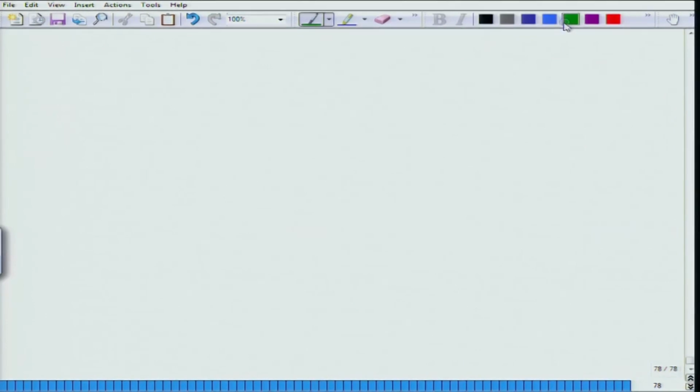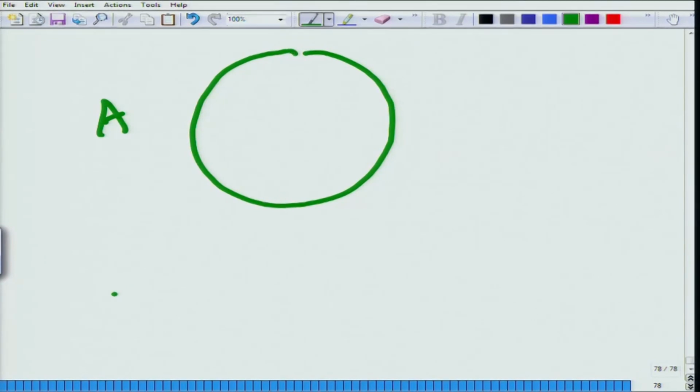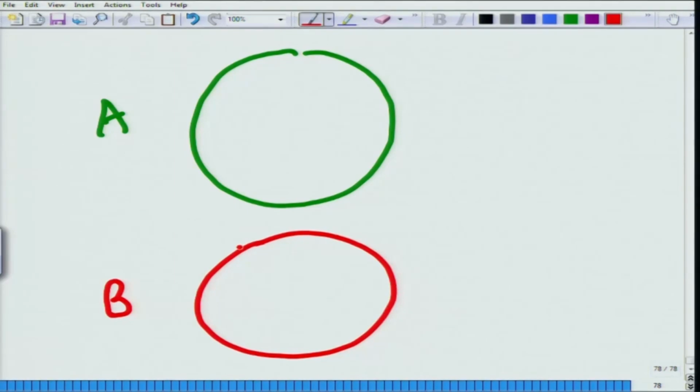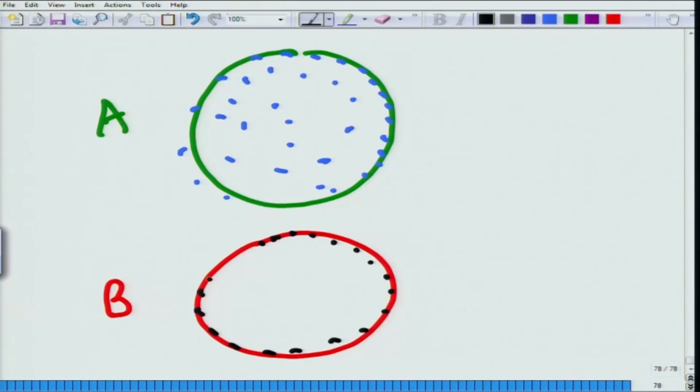Say for example, I have one cell A, like this, and I have another cell, and let me put a different color, cell B like this. These are the two cells, and on these cells I have some kind of a tagging of the lipids and the proteins. Say for example, these are the tagged. You see these blue colors are the tags, and the other one I have this black tag. So, you have the blue tag, you have the black tag.